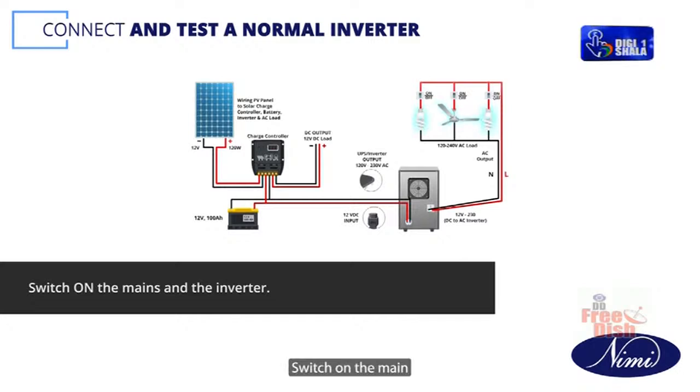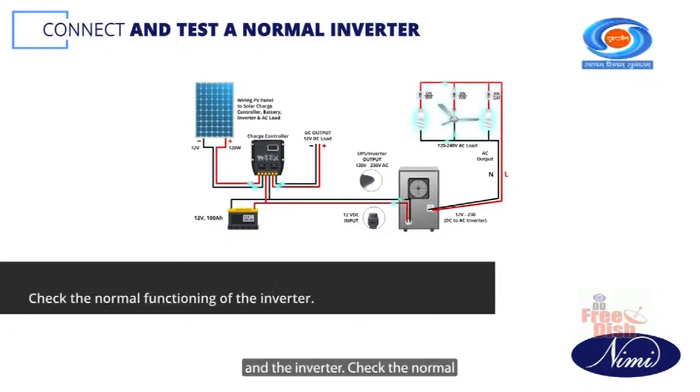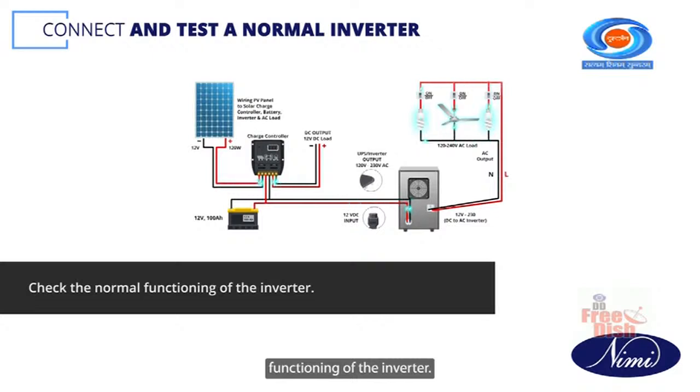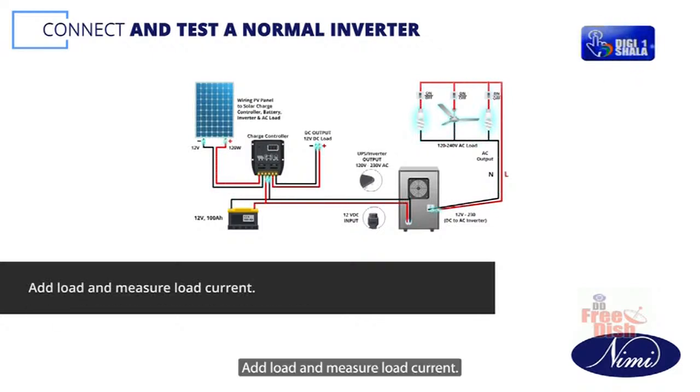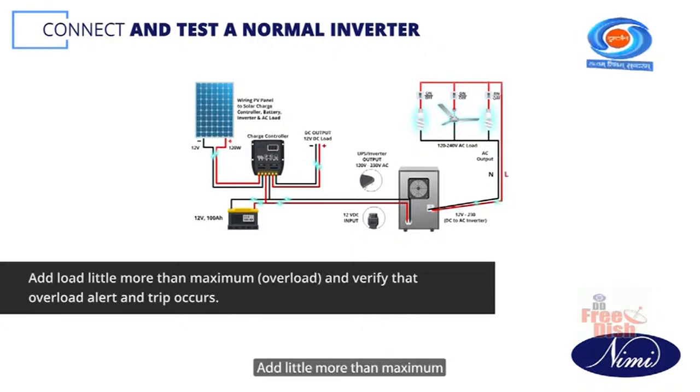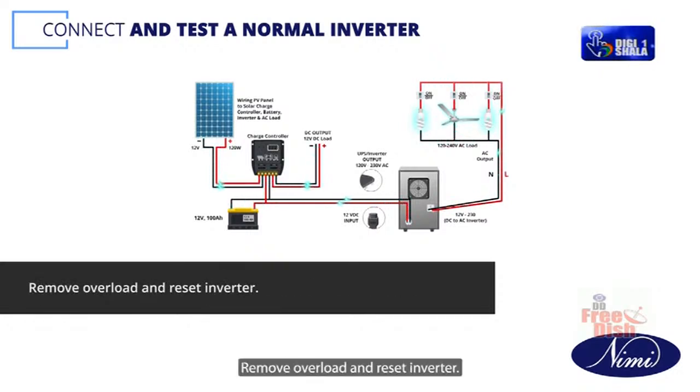Switch on the mains and the inverter. Check the normal functioning of the inverter. Add load and measure load current. Add load little more than maximum overload and verify that overload alert and trip occurs. Remove overload and reset inverter.